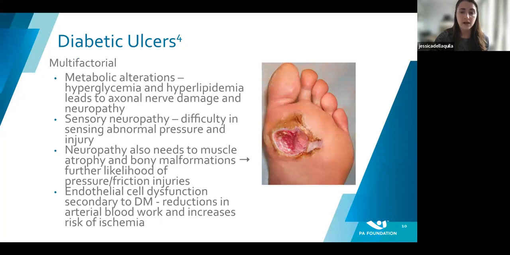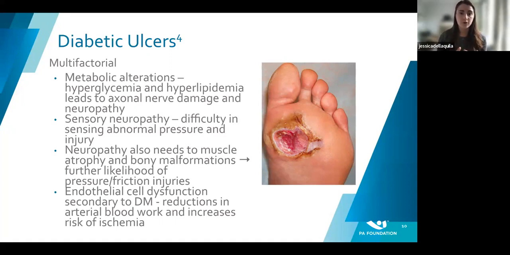And then we get into diabetic ulcers. These are very commonly at the bottom of the feet. This is a multifactorial process. It can be from high blood sugar, hyperglycemia, or hyperlipidemia. The reason this causes diabetic ulcers is that it leads to a sensory neuropathy, so the patient will have an issue sensing the pressure at the bottom of the foot. That can also lead to some issues with bony prominences, and overall decreased flow to the area. When we have those bony prominences, we see an increase in the friction and the pressure.